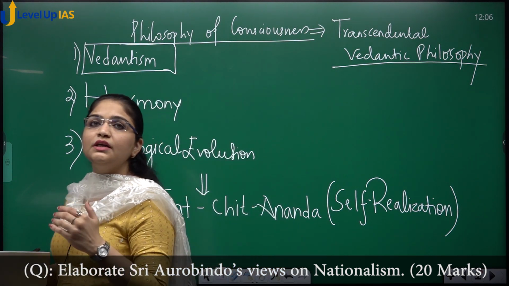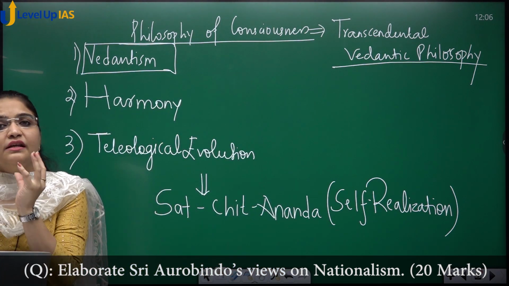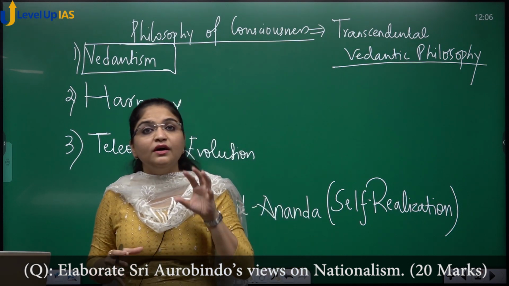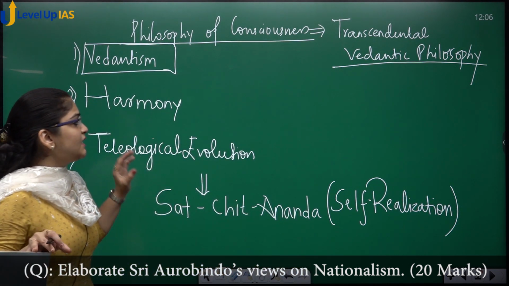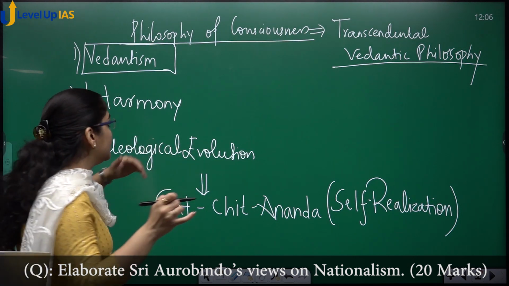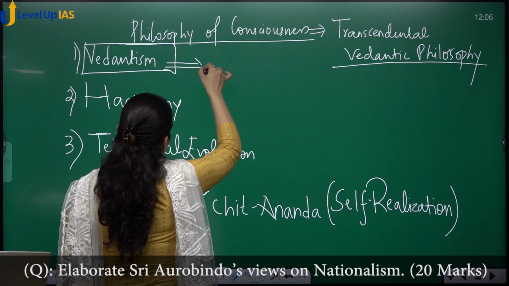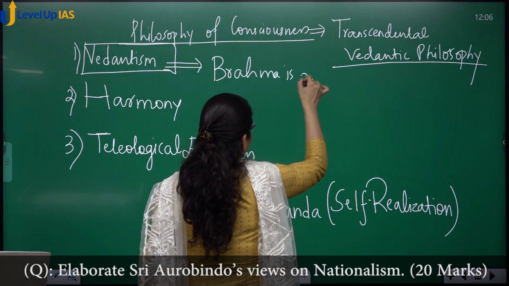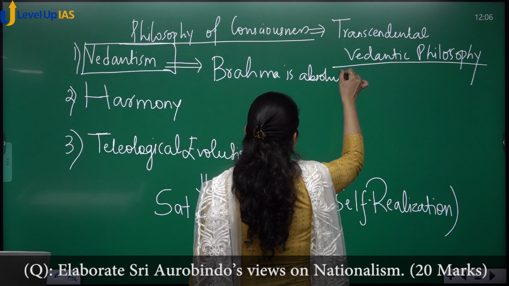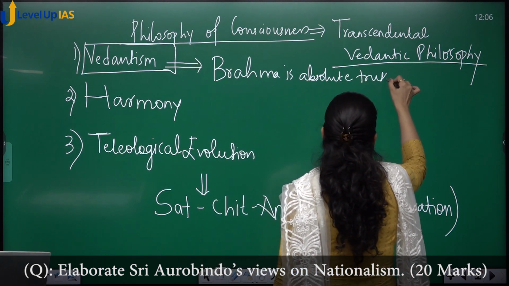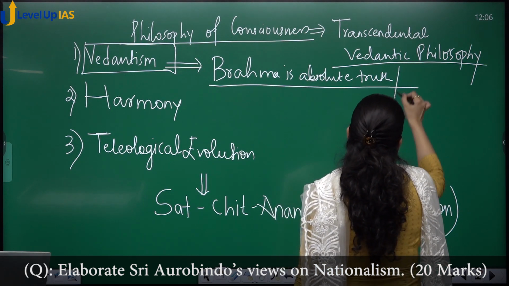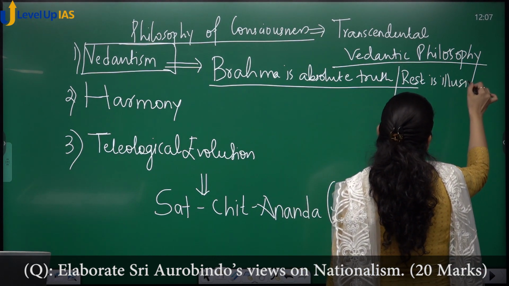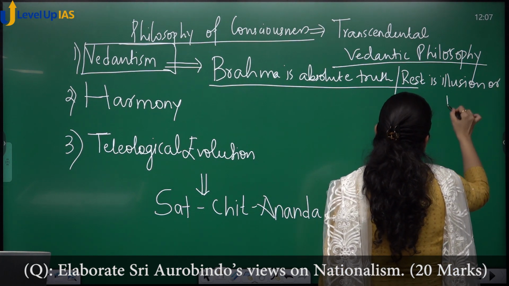Brahma is the only truth, and the entire external world is not true. It is an illusion. So the entire truth pervades within the Brahma. Everything else that we see around us is an illusion or Maya. So here Brahma is absolute truth, and the rest is illusion, or as he says, Maya.